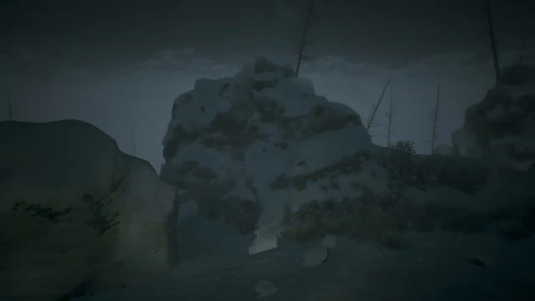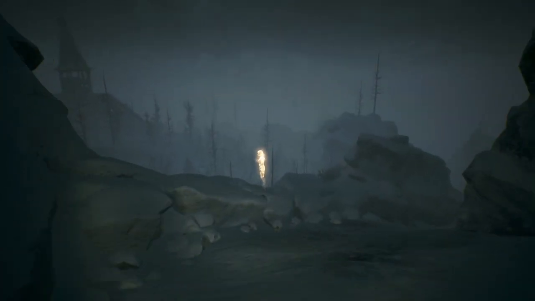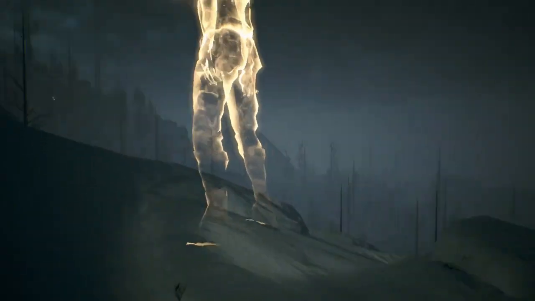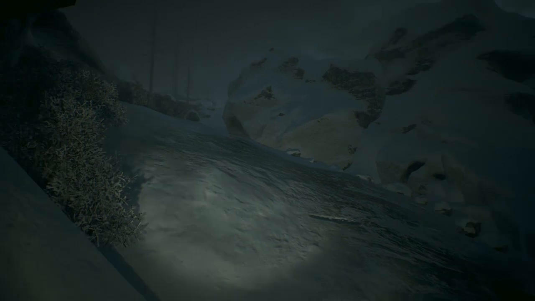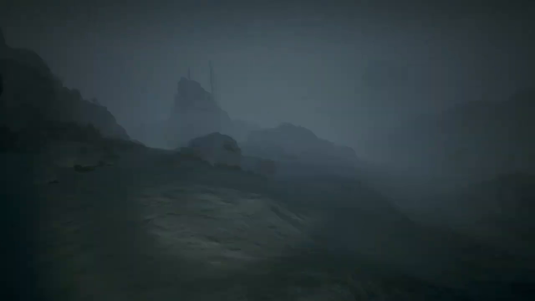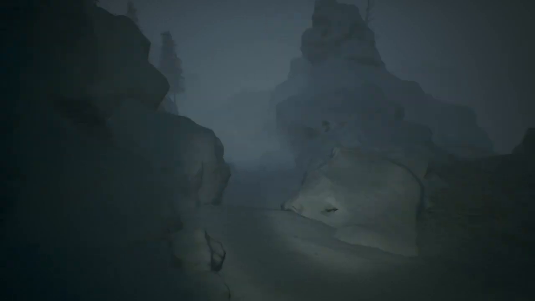What's that over there? Is that a church? So here's a survivor here. There's the orange mist and more survivors. I can see, yeah, we can see them around. What's going on there?